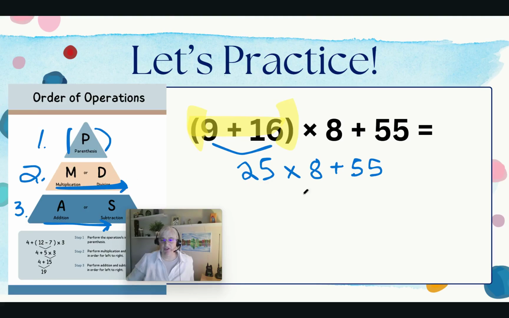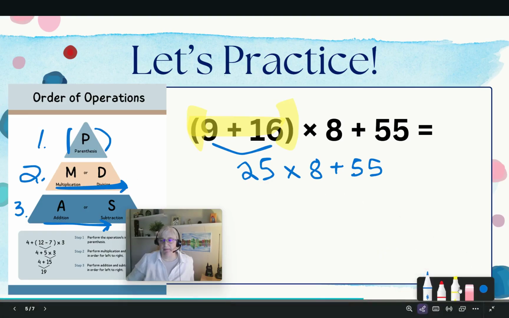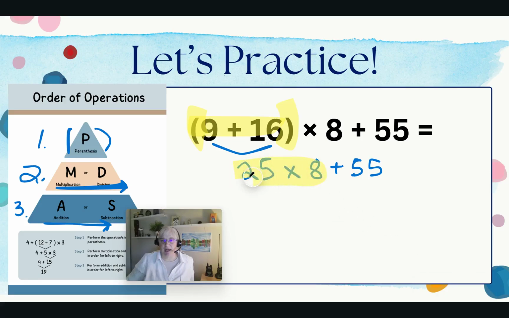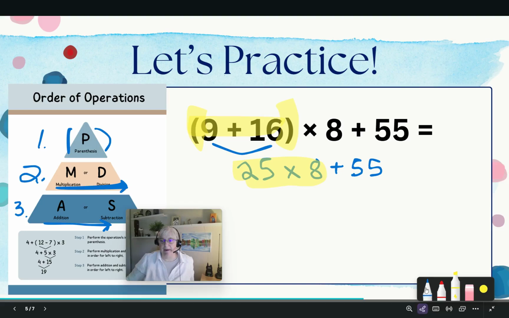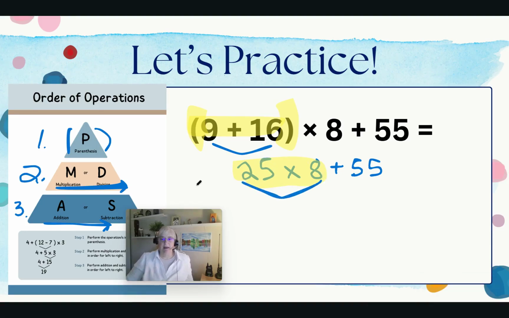Multiplication or division. Oh, I see a multiplication problem. Right here's the multiplication symbol. So we're going to now focus on that part. 25 times 8. Well, I know that 25 is like a quarter, 25 cents. And if I have 4 quarters, I have $1 or 100 cents. So if I had 8 quarters, that would be like $2 or 200 cents. So 25 times 8 is 200.